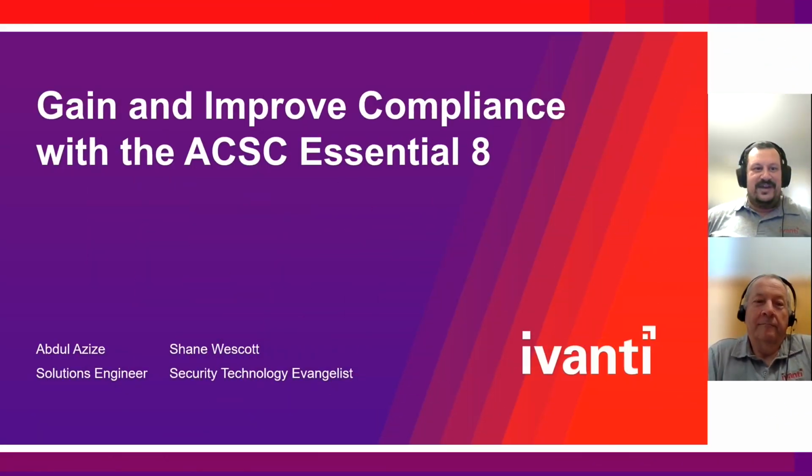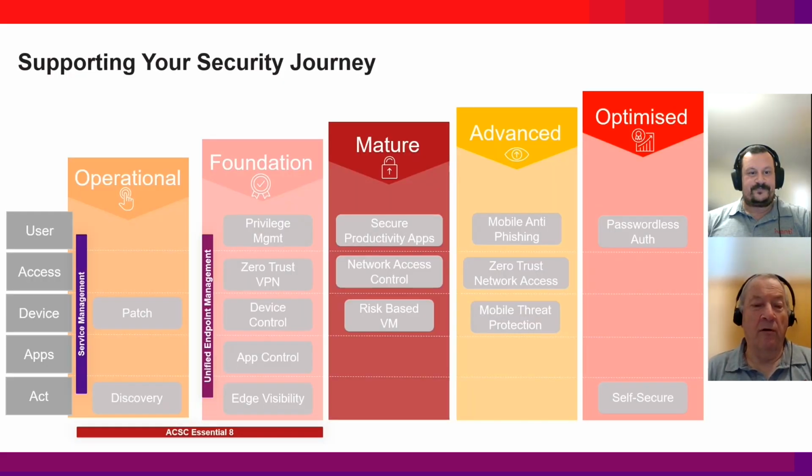Today, we're going to be looking at gain and improve compliance with the ACSC Essential 8. So we talk a lot about ACSC Essential 8 with customers. What we do is we take people from the operational side, the boring basics, the patch and discovery, and move them into the foundational side, where we've got things like privilege management, device control, and app control as well. And then we have the capabilities of taking people on their security maturity journey all the way up to and including being an optimized type site.